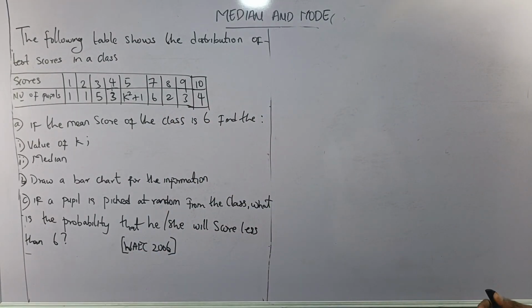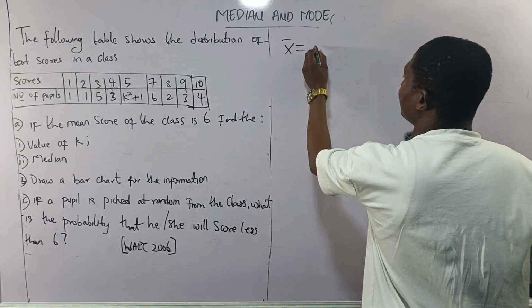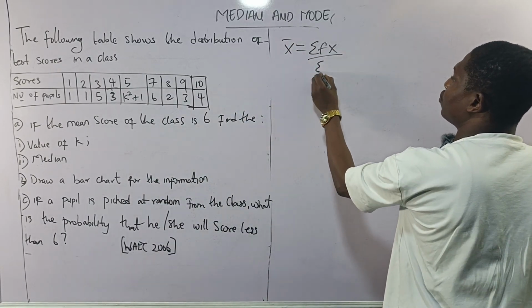So let's see what we can do. Since the mean was given, we know that mean x bar is equal to summation fx all over summation f.